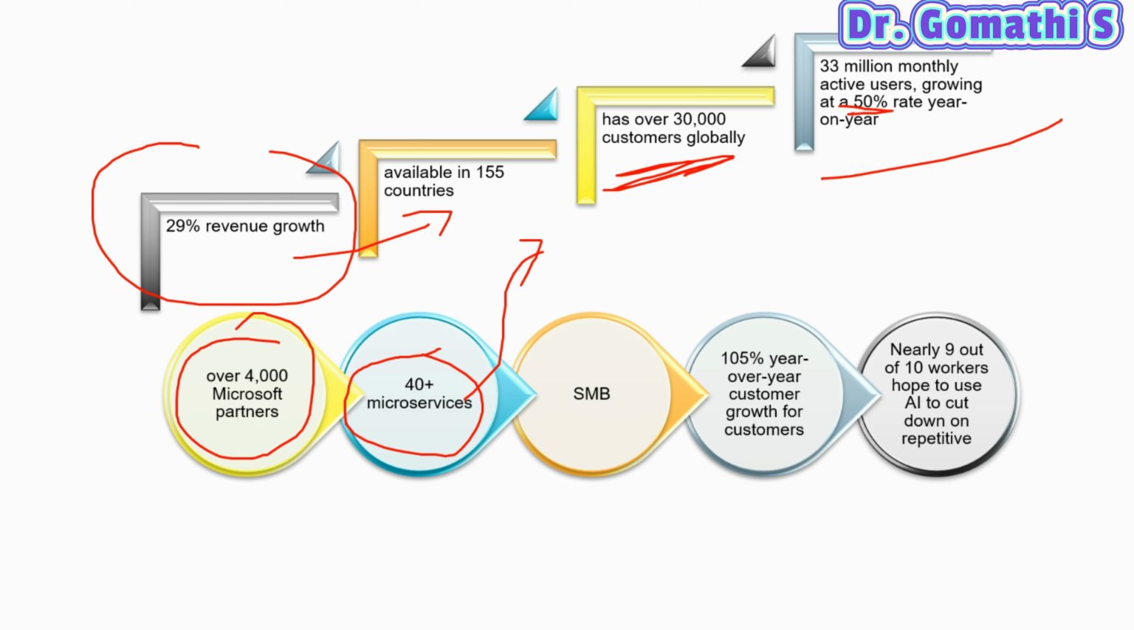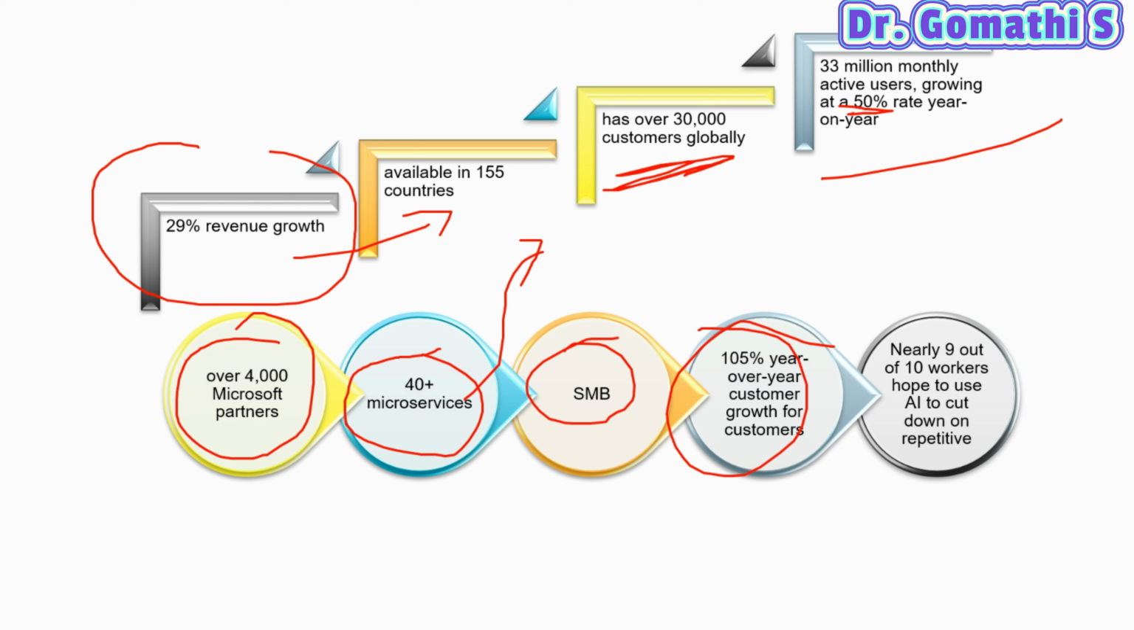Then SMB, which is small medium business, is the fastest growing segment among business apps. And you can see Microsoft reported a 105% year over year customer growth for customers that have more than 100 paid users, offering Microsoft partners who work with large organizations a great cross selling opportunity with the special incentives.